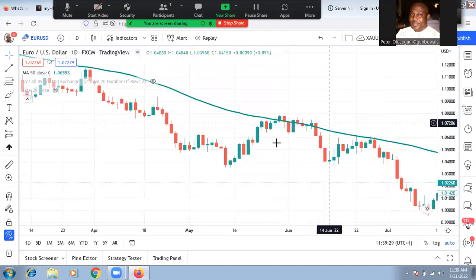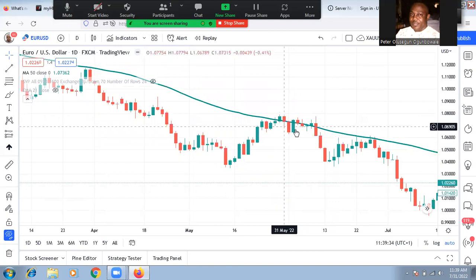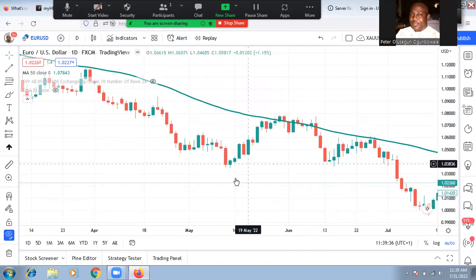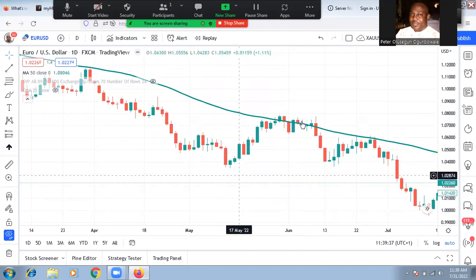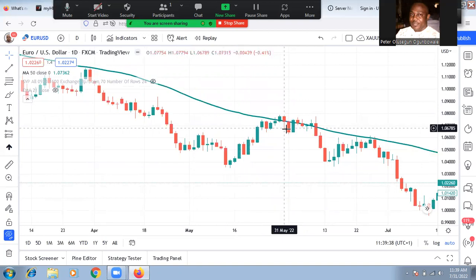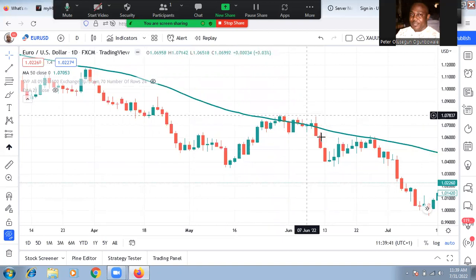Now that consolidation here, you can see the way we had that consolidation. The price had been falling and we had consolidation. The consolidation here does not mean that the price was going to break above it, and price came down.